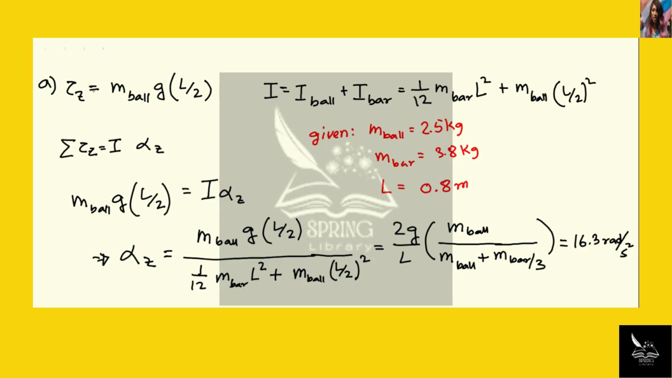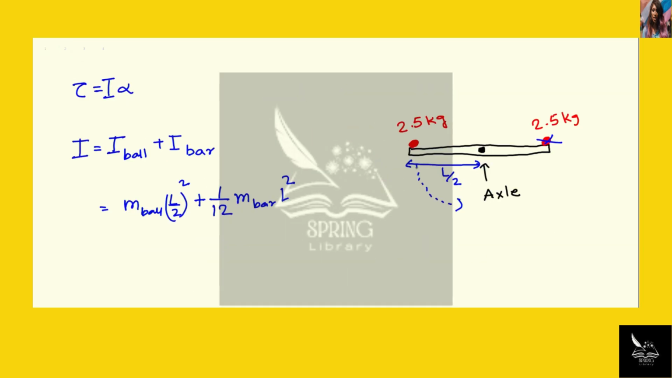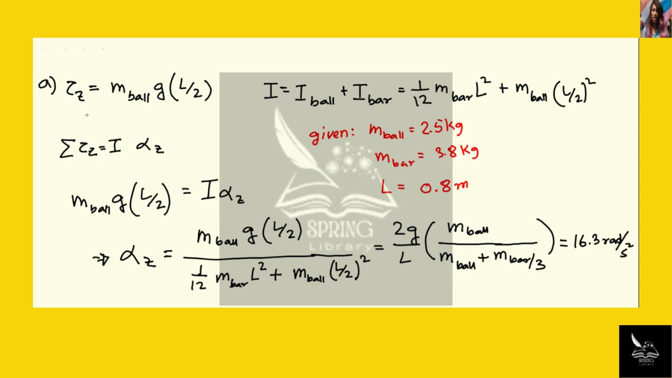So we have another way of defining torque here, and that's the following. Since the bar is rotating, there will be a force acting downwards, let's call it m_ball g, and that is acting tangentially at this position. So we'll have the force times r, which in our case is L/2, to get the torque, and that's what we got here. So this is one way of getting the torque.